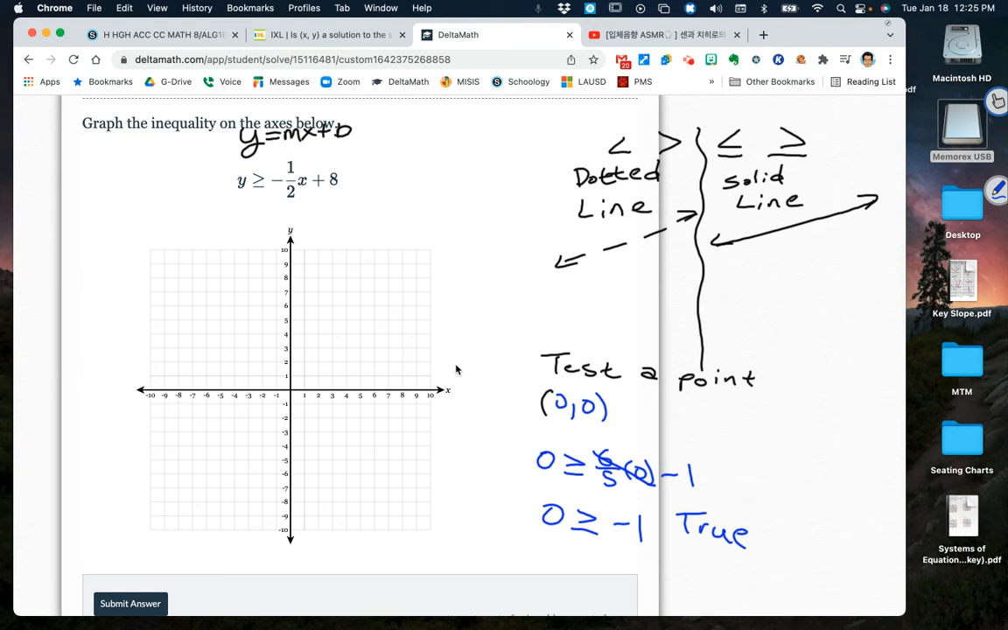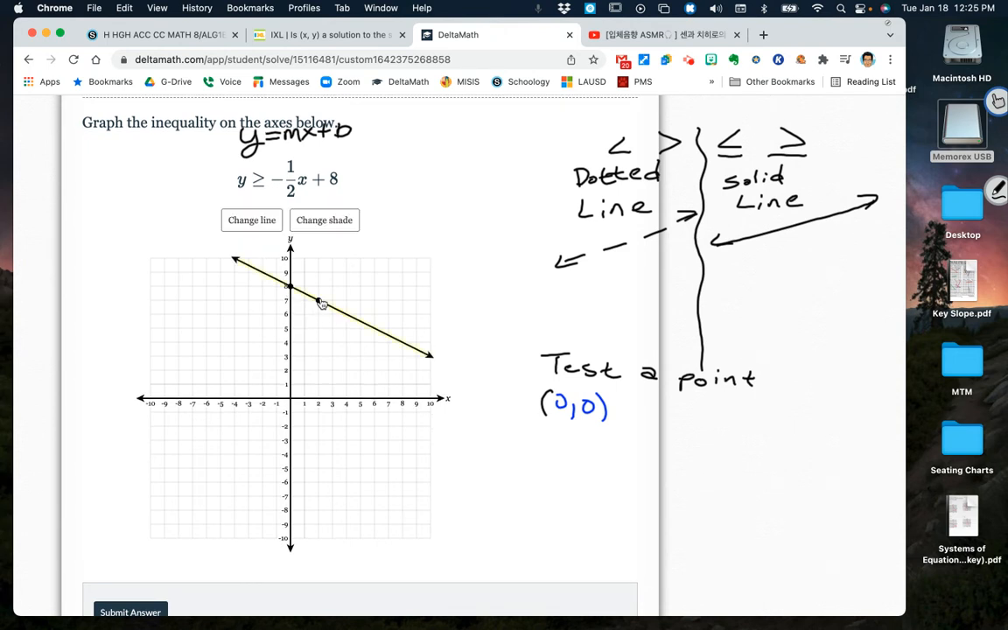So y is greater than or equal to -1/2 x plus 8. Okay. So let's check. First of all, let's graph the line. Just graph the line. So we're going to start at 8, and then the slope is -1/2, so down 1, across 2. We've done that literally, it seems like a million times now.